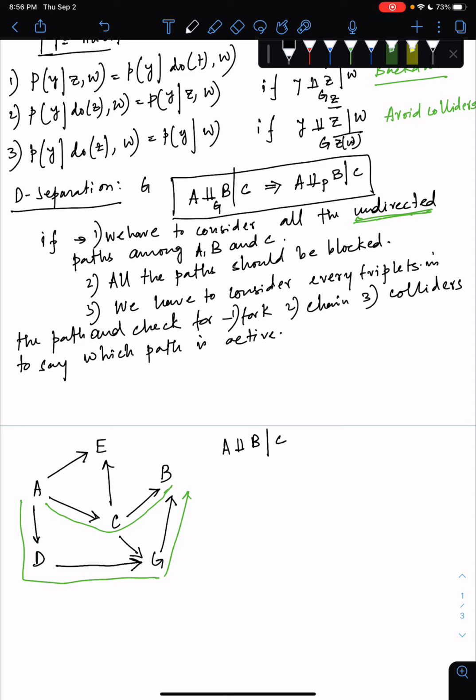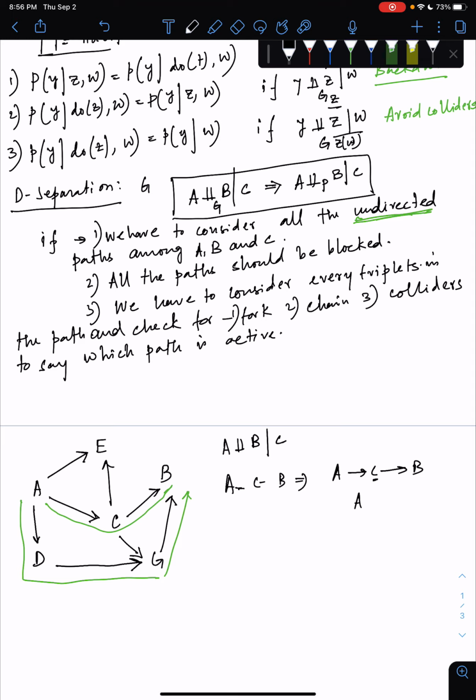Now we have to check this path, and we have to check for every triplet. If you see this particular path A, C, B, it's a chain, right? And we are actually conditioning on C.